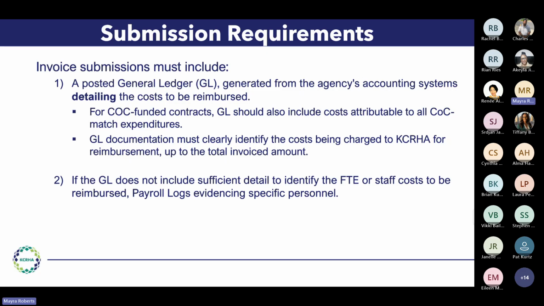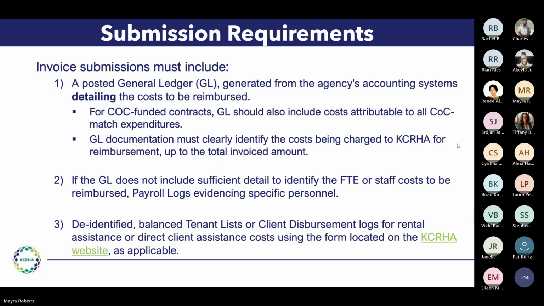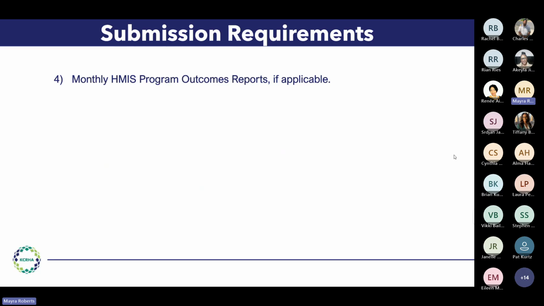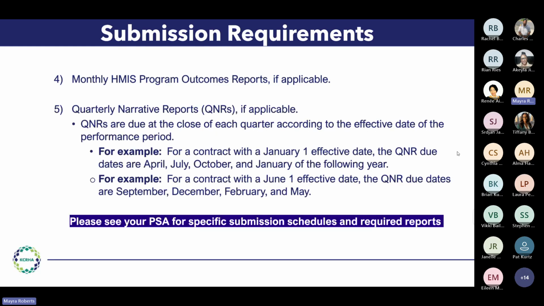If the GL does not include sufficient detail to identify the FTEs or staff costs to be reimbursed, a payroll log evidencing specific personnel needs to be submitted. Also required: the identified balance tenant list or client disbursement logs for rental assistance or direct client assistance costs, using the form located on the KCRHA website as applicable. Monthly HMIS program outcome reports if applicable, and quarterly narrative reports if applicable.